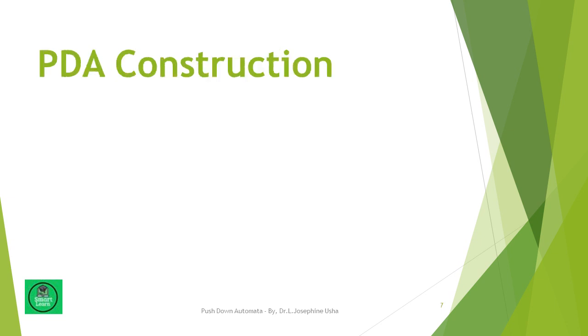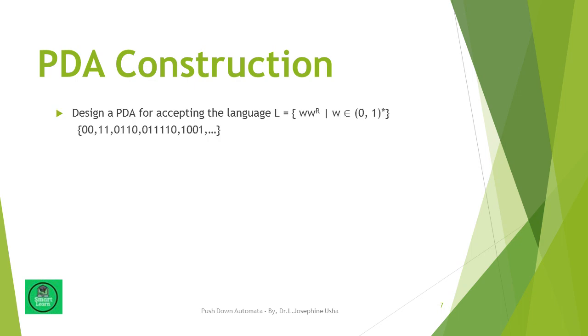So next we go for the construction of PDA. How can we construct the PDA for a language? Consider we have a language L equal to W W^R, where W is an element of {0,1}*.